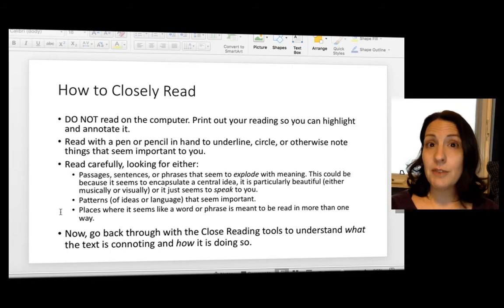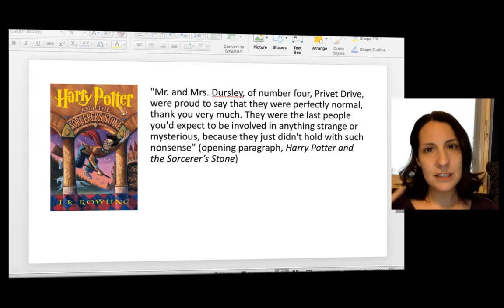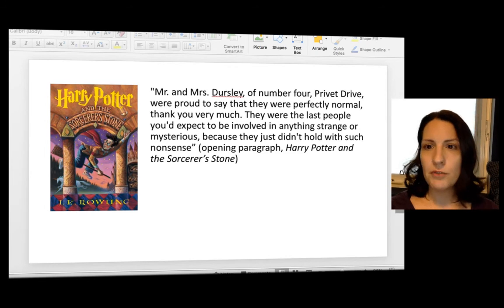So I want to give you an example of how to closely read. So here's an example. It's the opening sentence to Harry Potter and the Sorcerer's Stone. You probably are pretty familiar with it if you're a Harry Potter fan. I'm going to go ahead and read it. I want you to listen to it and see if anything is really striking to you.